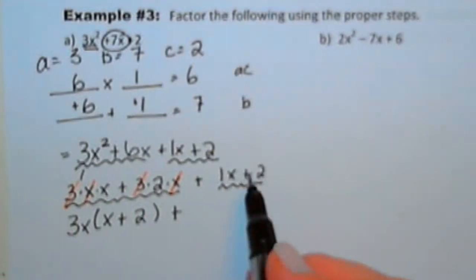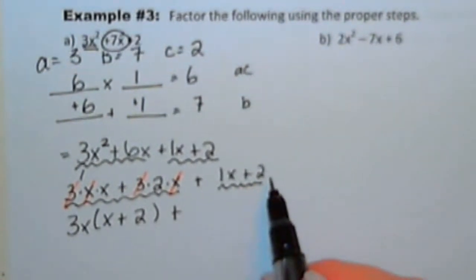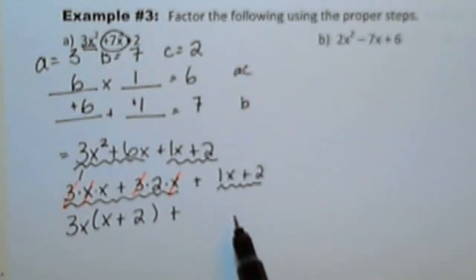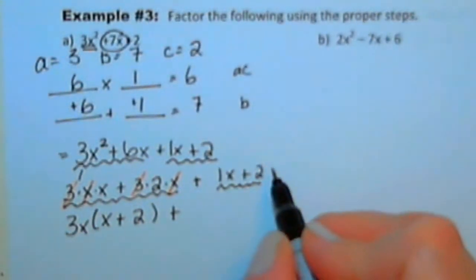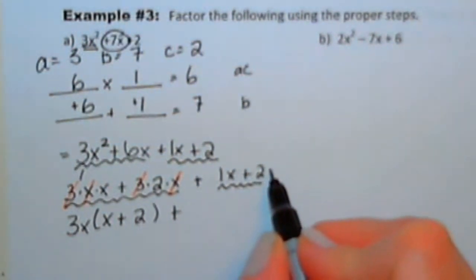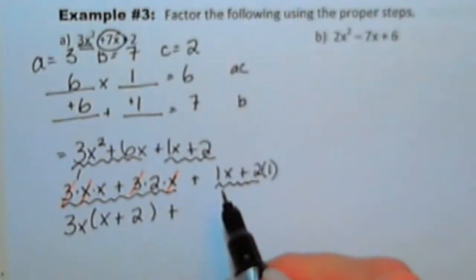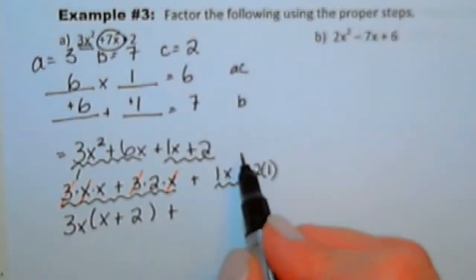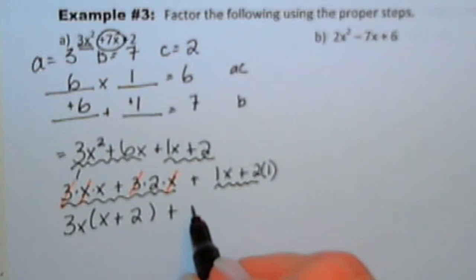Now the next term is kind of interesting because when I look at it right now, I actually don't see anything in common. I have a 1 times an x plus a 2. But I'm going to pull a little bit of a mathematical trick out of my hat here. Technically, if I wanted to, I could write this 2 as 2 times 1, because 2 times 1 is still 2. Now what do these two have in common? Well, they both have a 1. So if you can't take anything out by looking at it, you're going to be able to take a 1 out. So you do that.